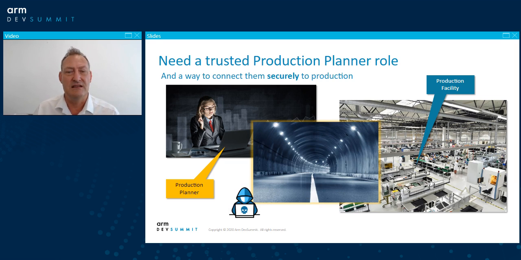And really what we need is some kind of tunnel between that person and the production facility. With a tunnel like this going straight from the OEM through to the production facility, then we can aim at keeping out the bad actors. So here he is on the left-hand side, unable to get into this tunnel, unable to access anything that goes through that tunnel.